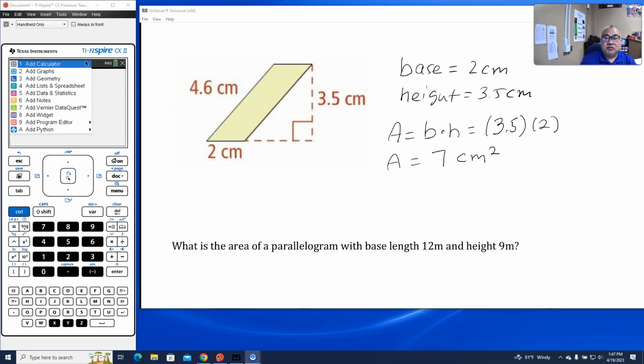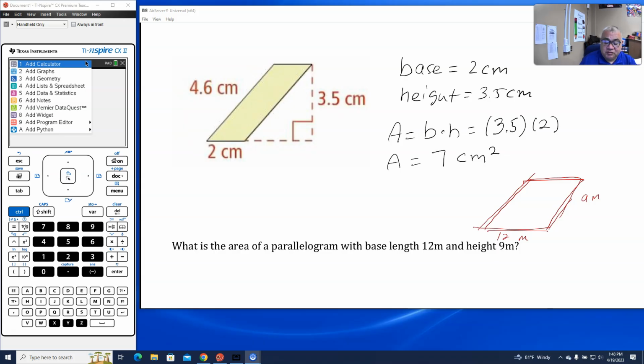Okay, what I'd like for you to do is go ahead and pause, and I want you to find the area of the parallelogram with a base of 12 meters and a height of 9 meters. So I would probably begin by drawing the parallelogram. So here is the length, and I'm going to say that's going to be 12. Just a rough draft. So it's 12, and the height, in this case, it's 9 meters.